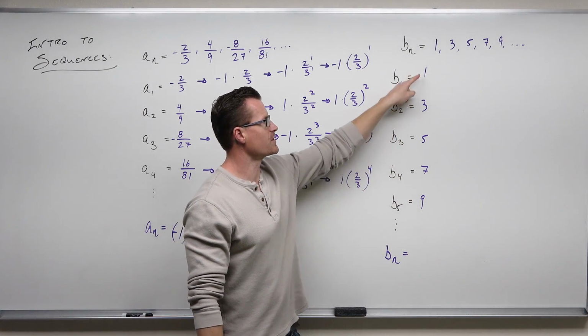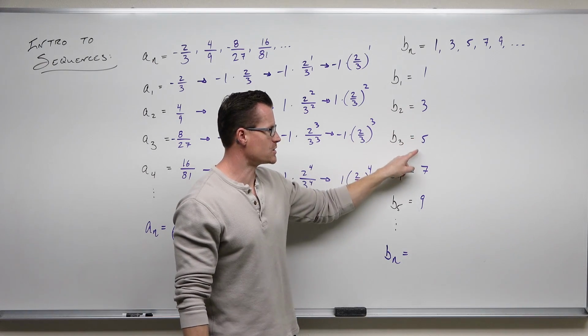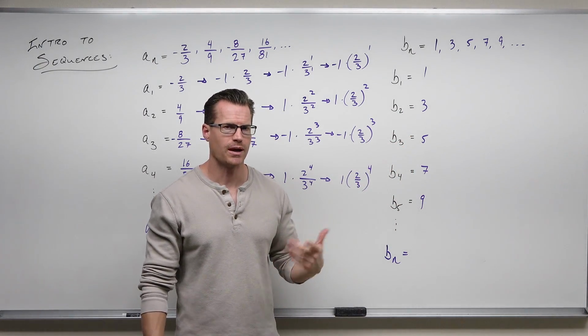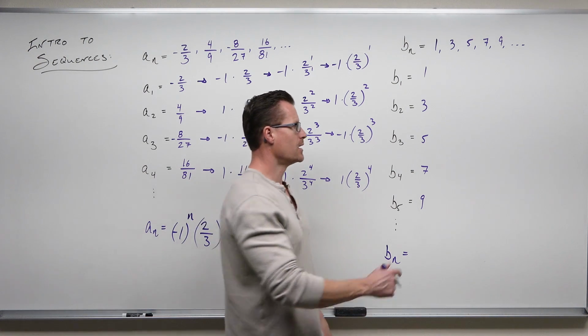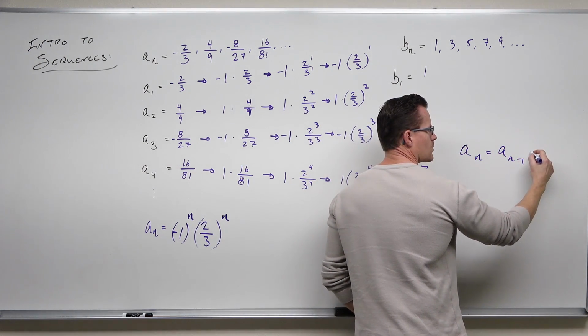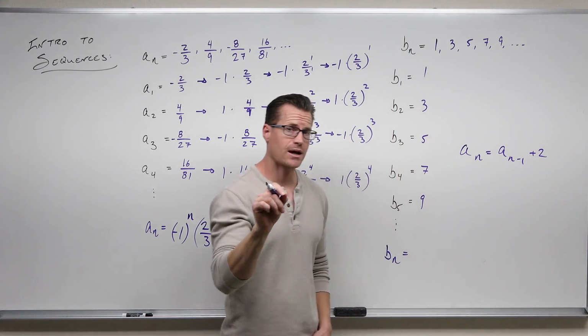I can see that I'm taking the previous number and adding 2. Previous term adding 2. That's a recursive formula and pretty easy to find. You can say that a sub n would be the previous term plus 2. That would actually do it.